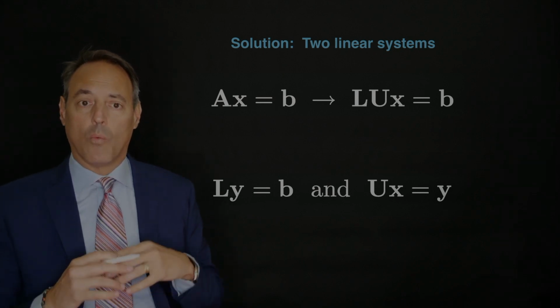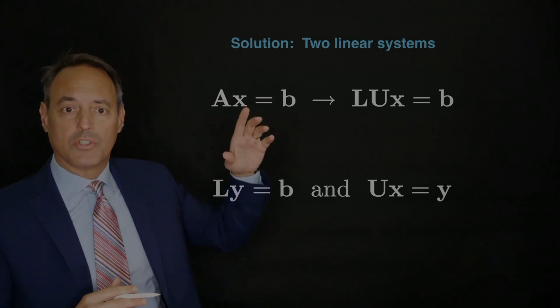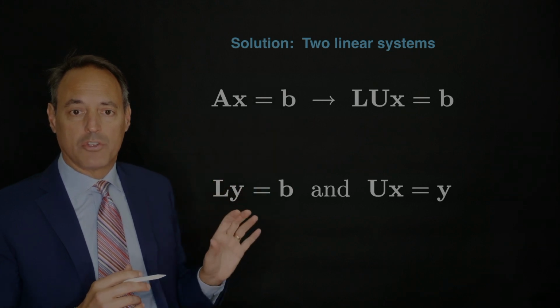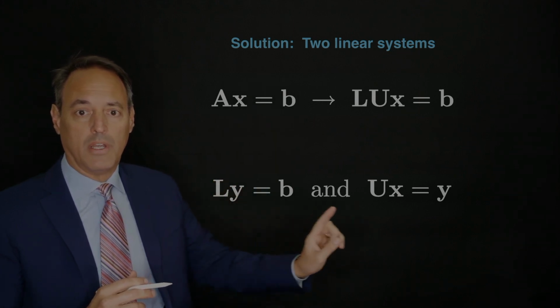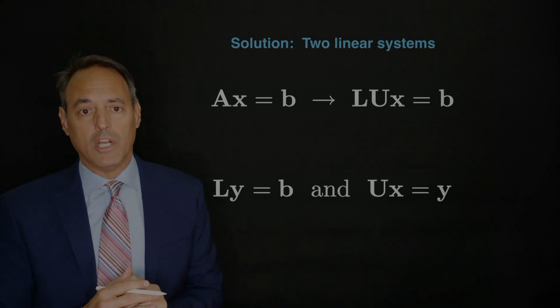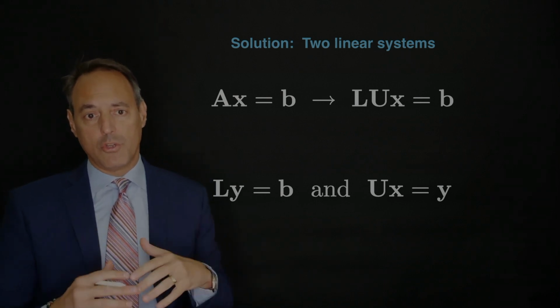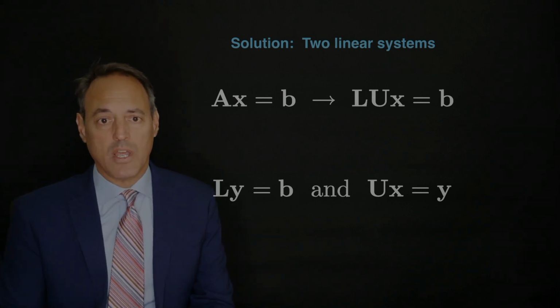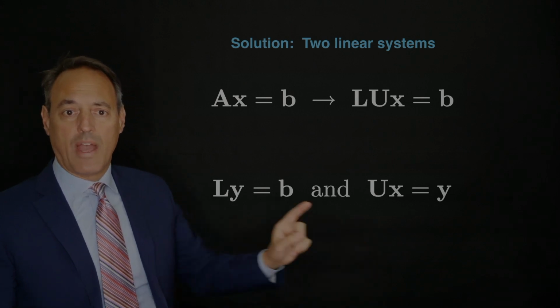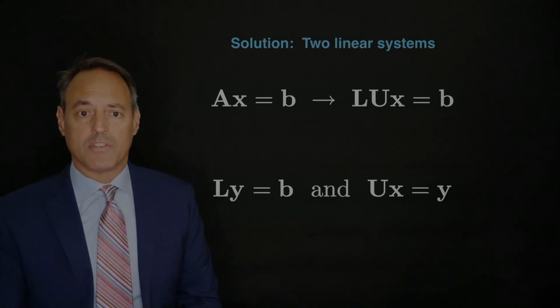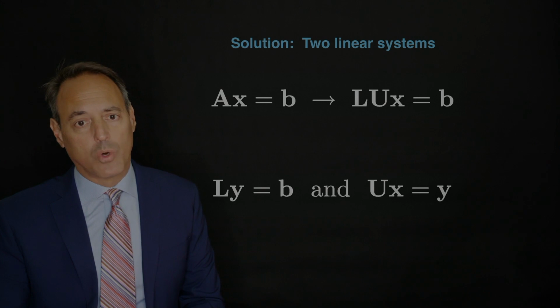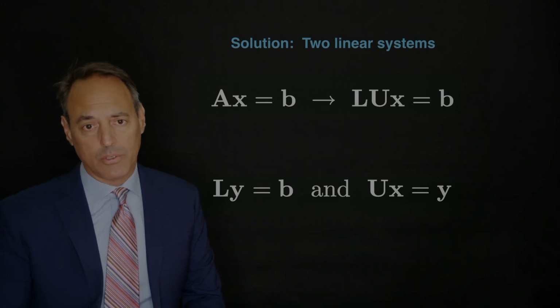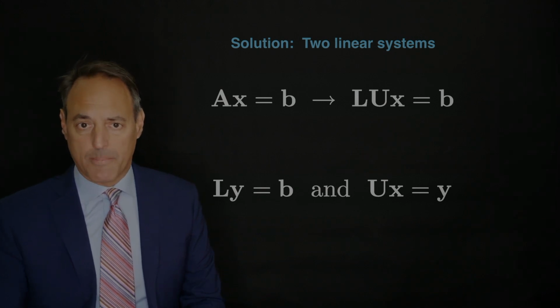So notice what we've done here. We've taken one linear system of equations, which is Ax = b, and I've now broken it into two pieces: Ly = b, and Ux = y over here. So we've broken it into two systems of equations. But these two systems of equations actually are quite advantageous. So let me show you how this works. Remember that L is lower triangular, U is upper triangular.